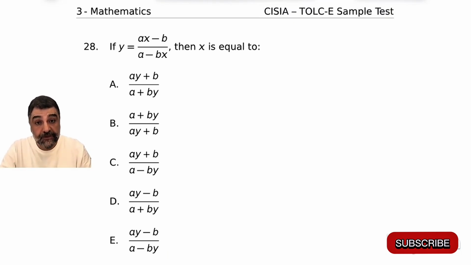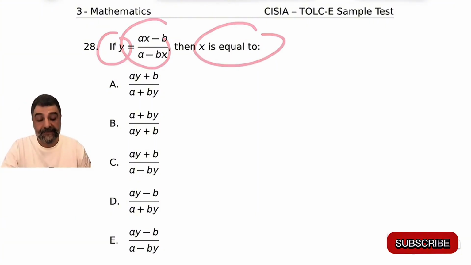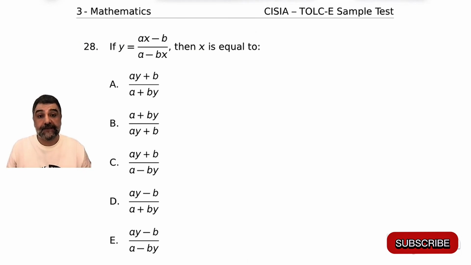Now, friends, we are solving the 28th question from that sample. Let's solve the question. Let's see what it says. If y is equal to this, it asks us for the equivalent of x in terms of y.